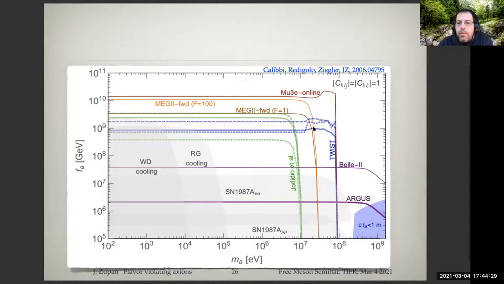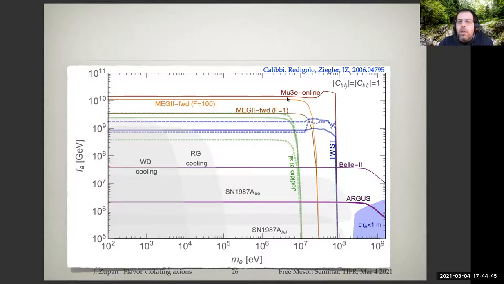Twist, it's similar, but without polarized muons. So it's less sensitive and it's the same story. You know? So it's both, and then the left-handed and right-handed.